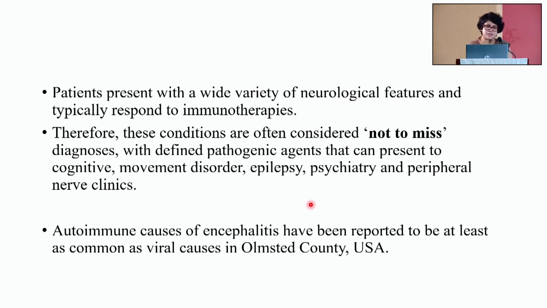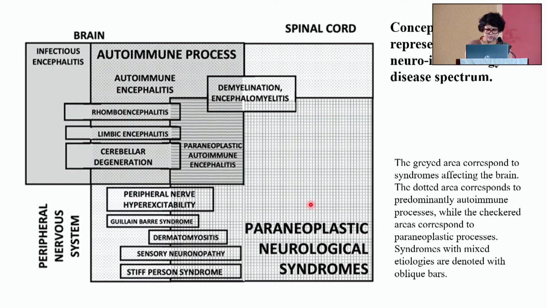With regard to encephalitis of infectious origin, which is widely prevalent, the autoimmune causes of encephalitis have a comparably similar incidence and prevalence, most of the time, with the available evidence from the USA and other countries. So this is a conceptual representation of the neuroimmunology disease spectrum.